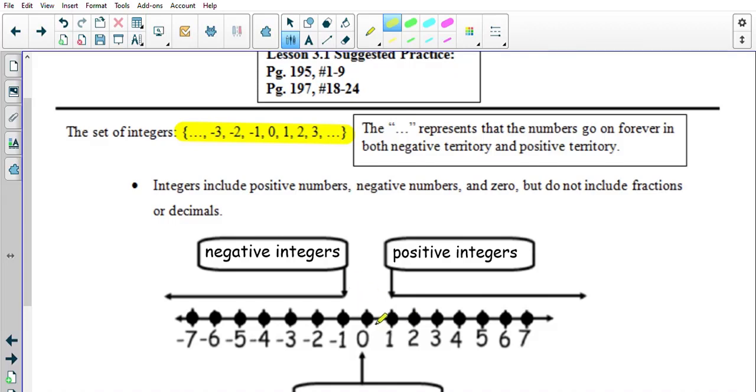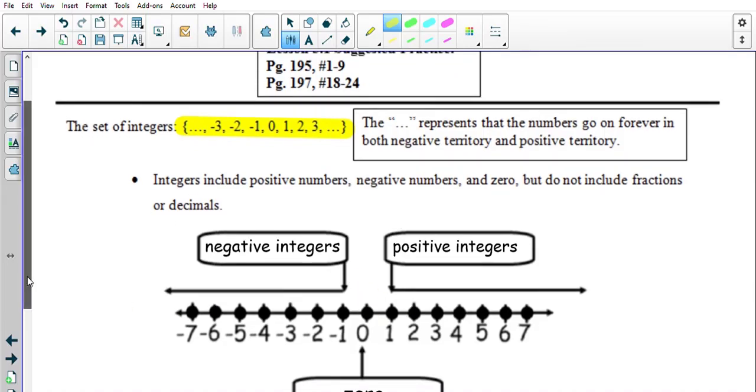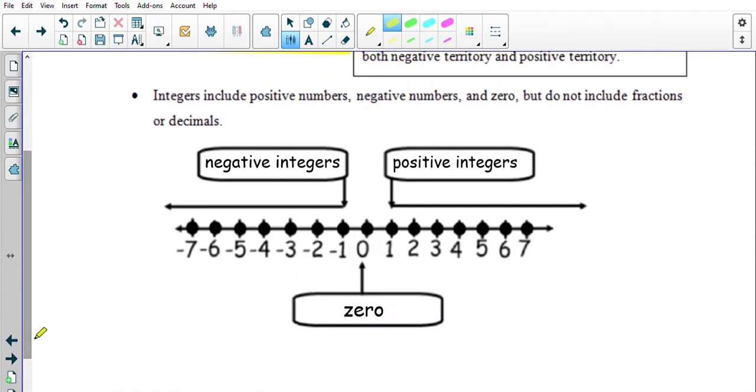Remember that 0, while it doesn't have to be in the middle of your number line, that's kind of a misconception. It happens to be in the middle of the number line I created, but it doesn't have to be in the center. It could be anywhere on the number line. It doesn't even have to be there, depending on which area of the number line we include. But we have 0 here in the center of ours. It's not positive or negative.